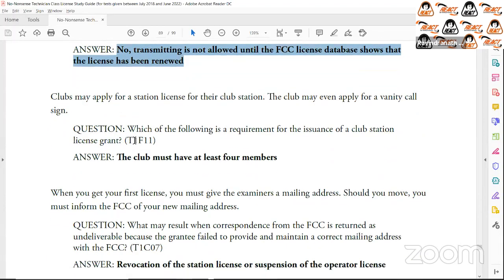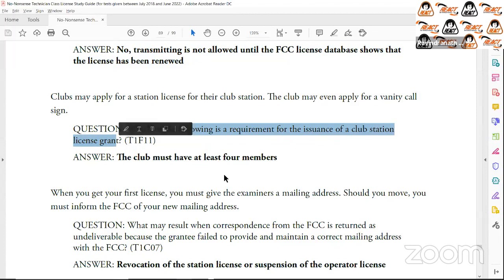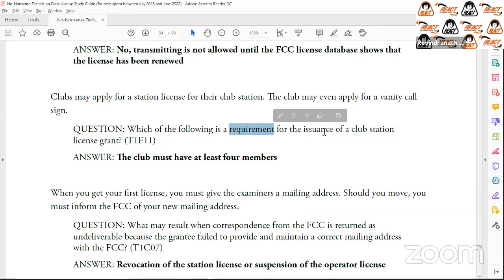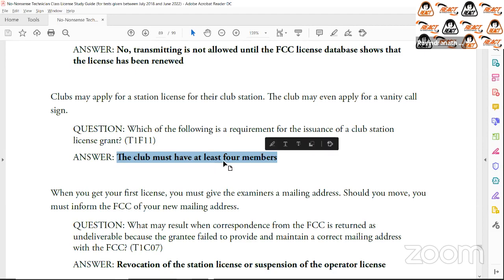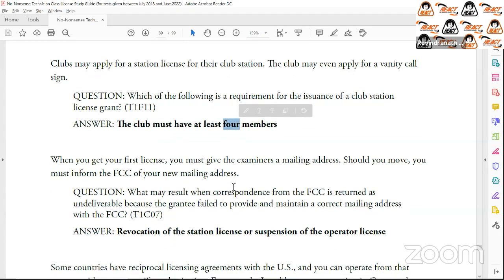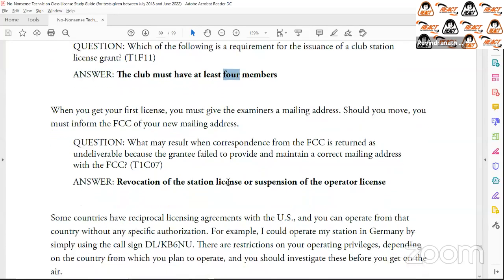Next question in the question pool. Which of the following is a requirement for the issuance of a club station license grant? All right, so we're talking about a club station, and we're talking about requirements. What's the requirement for a club station? To get a club station license, the club must have at least 4 members. So you just need to learn that: 4 members.